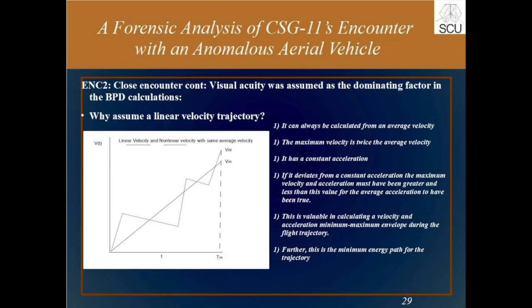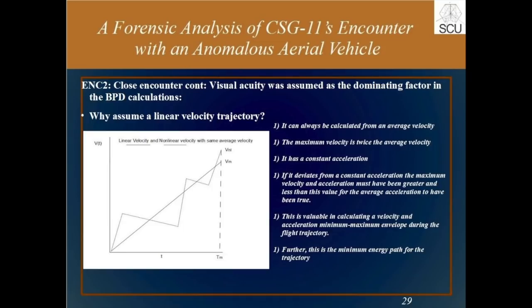I wanted to talk about linear velocity. Why assume a linear velocity? Because it's kind of nice and simple. You always have the average velocity. We know that it went some distance in a certain amount of time. Since it starts from rest, it has constant acceleration, and we can calculate what that is. Also, if it deviates, the maximum velocity is twice the average velocity. It comes out of the math.